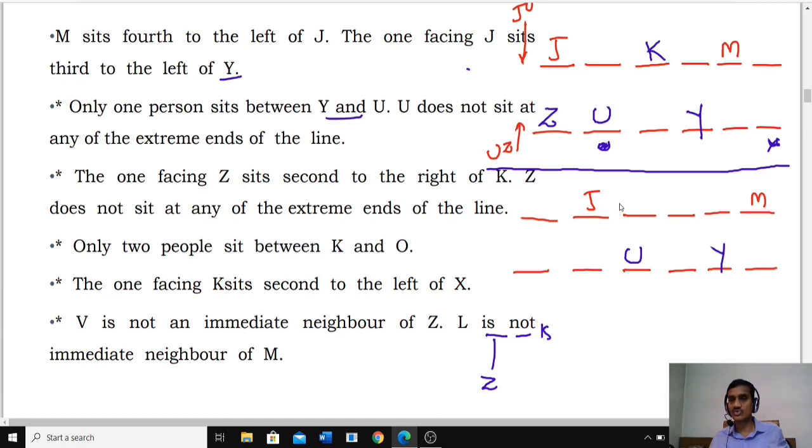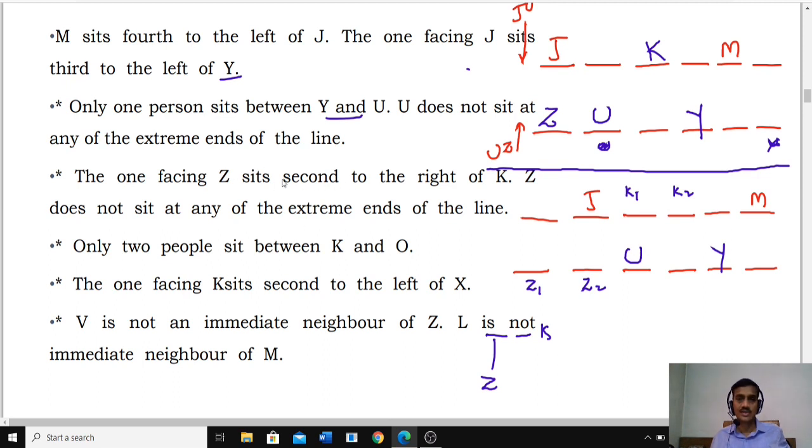Suppose Z is here, K will be here. If Z is here, K will be here. Here there are two different possibilities. Z1 then K1 and Z2, here it will be K2. There are two different possibilities to this Z and K.